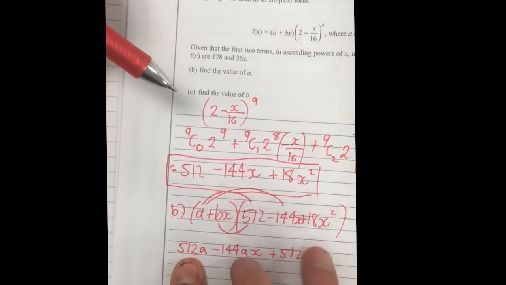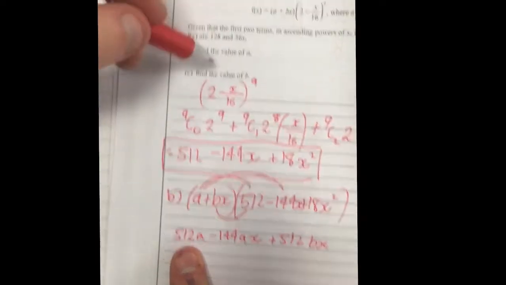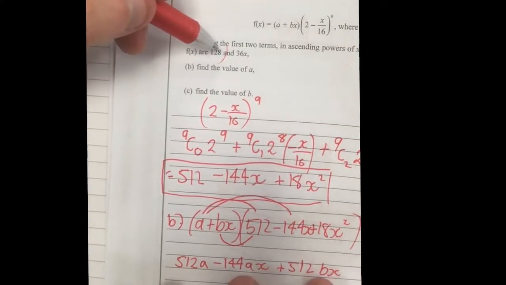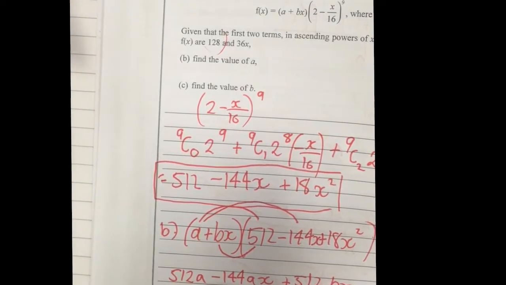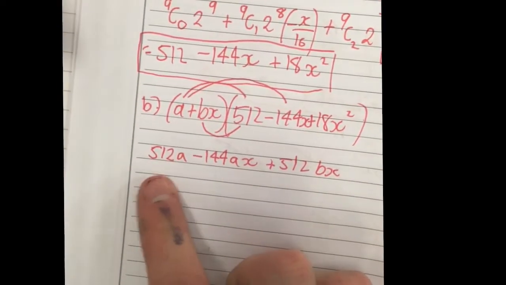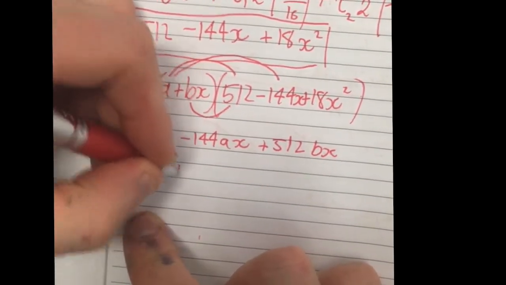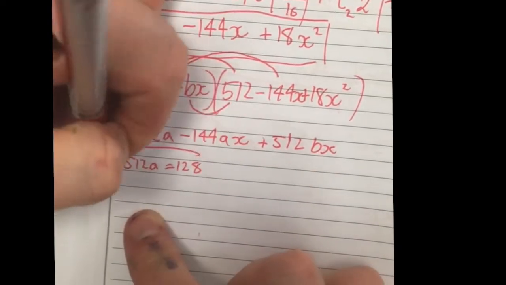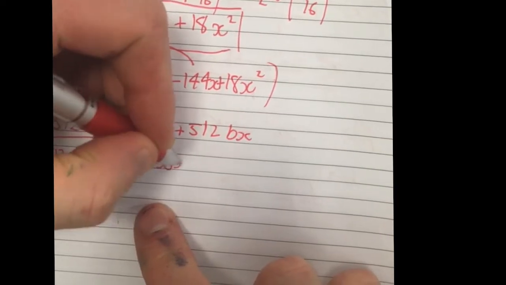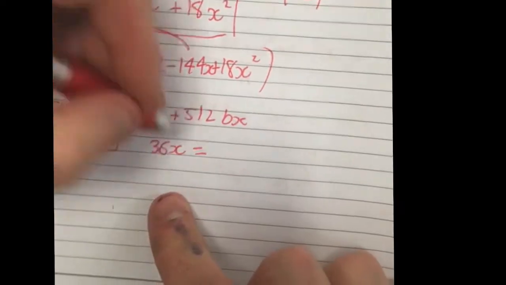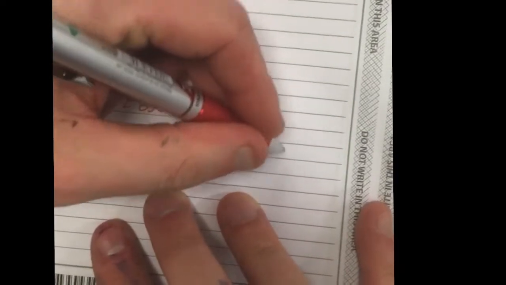This is the first term, and this would be the second term because it's the x term. So this term I can set equal to 128, and then this bit is all going to be set equal to 36. Just realised I've done this video portrait over. So 512a equals 128. That's our first equation. Next equation is that the second term, 36x, should equal all of this rubbish. So minus 144ax plus 512bx.